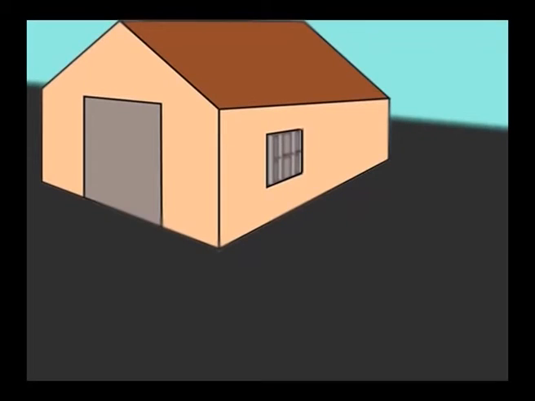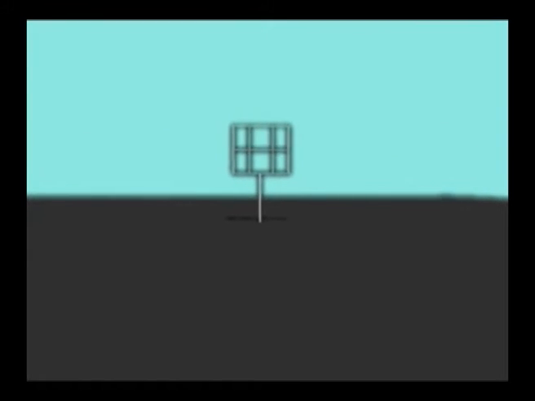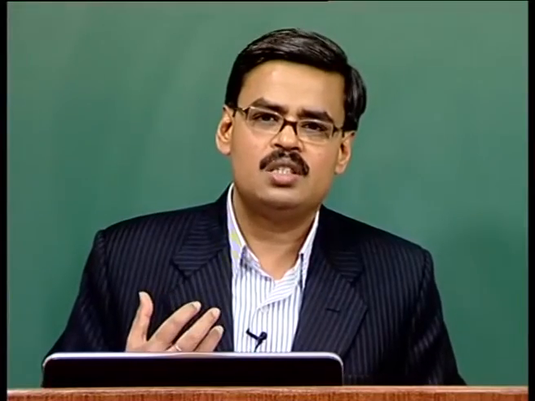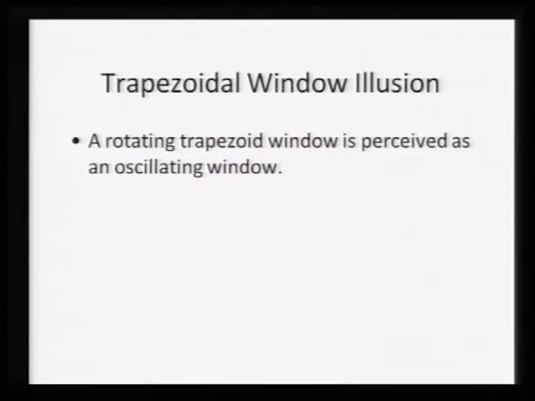Now, look at this animation. Instead of a rotating window that you saw in the previous animation, see the animation here. It is of course a full window that gets projected here, and then you have a rotating window. The interesting part in trapezoidal window illusion is that the moment you start focusing on this rotating trapezoid, it starts giving a feel that it is oscillating. This is called trapezoidal window illusion.